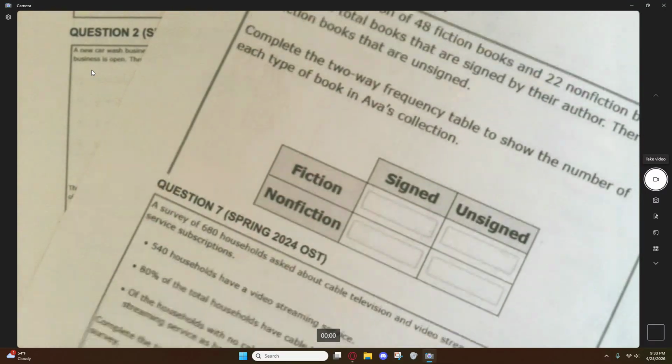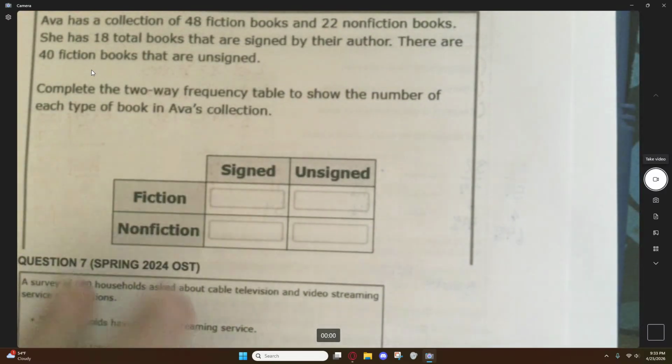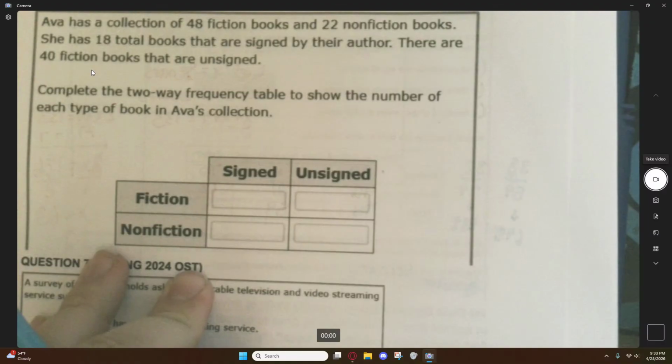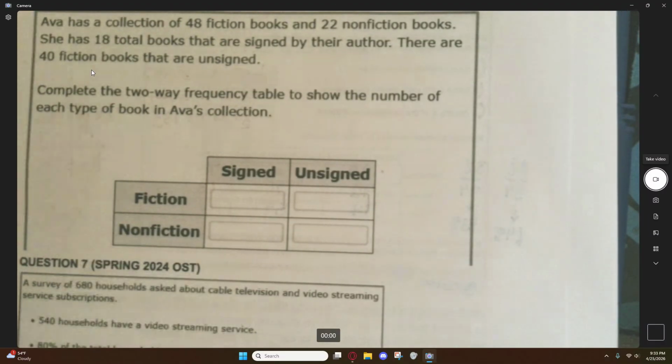Okay, question 6. Ava has a collection of 48 fiction books and 22 non-fiction books. She has 18 total books signed by the author, and there are 40 fiction books unsigned. Complete the two-way frequency table to show the number of each type of book in Ava's collection.